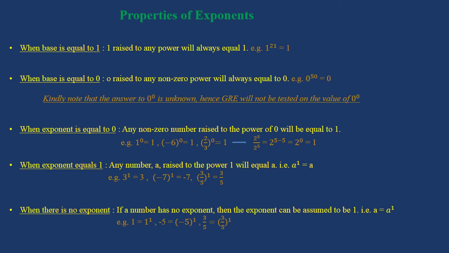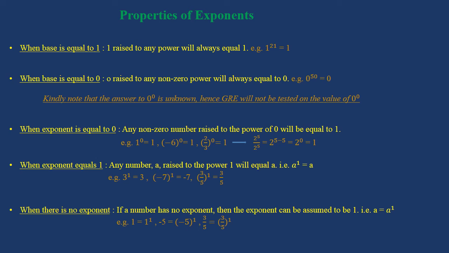Now when the base is equal to 0, or in other words 0 raised to any non-zero power, it will always equal 0. For example, 0 power 50 is equal to 0. 0 power 1 is equal to 0, right? Now kindly note that the answer to 0 power 0 is unknown. Hence GRE will never be testing you on the value of 0 power 0, right?